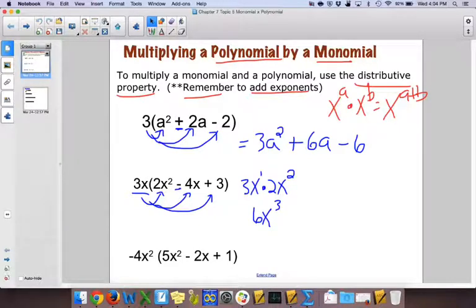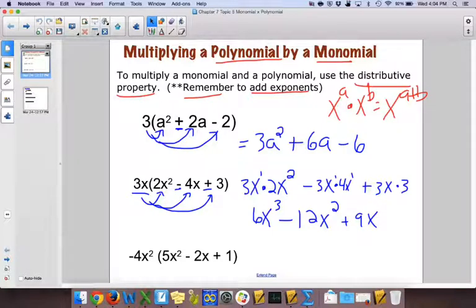Alright, now I have a minus. That's 3x times 4x. Okay, so that's a minus 3x times 4x. Well, 3 times 4 is 12. X times x is x squared. Okay, and then we have a plus 3x times 3. Well, 3x times 3 is just going to be 9 times that leftover x. And that's our final answer for this one.